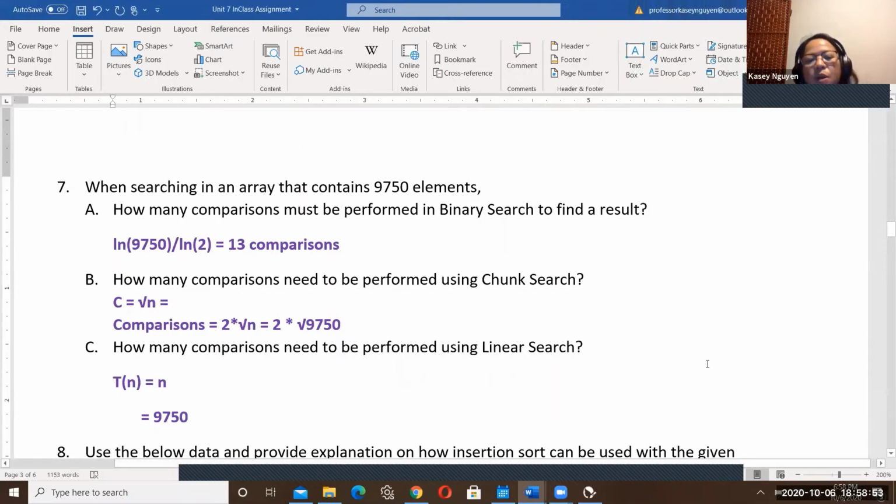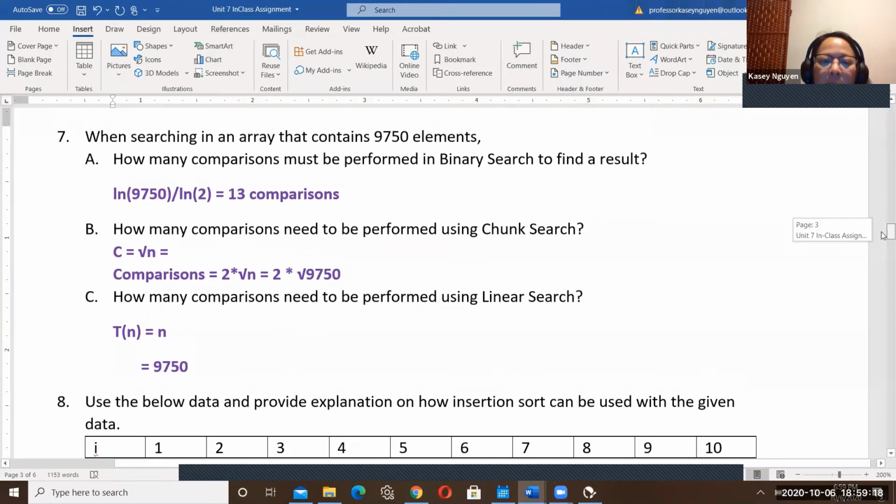Okay, so are we okay with search? Those are the ones that you're mainly going to see, and you will see this in our lab this week. We'll do the chunk or the jump search, and then we'll do the binary search and also some sort, so you can see how that's done.